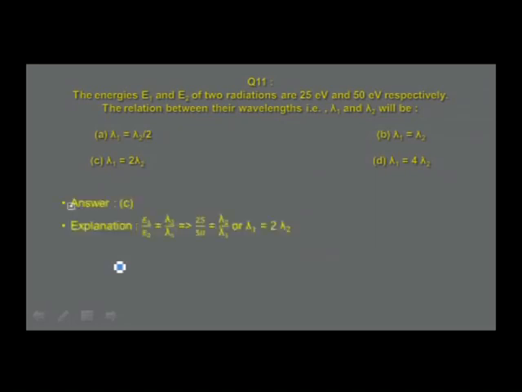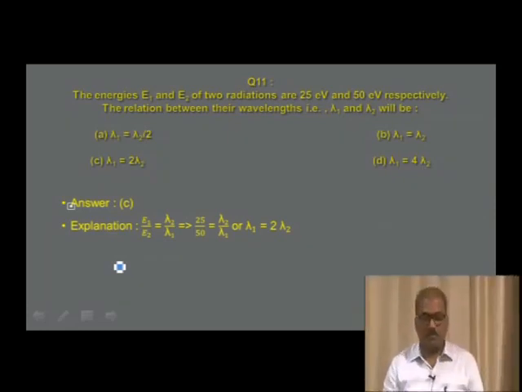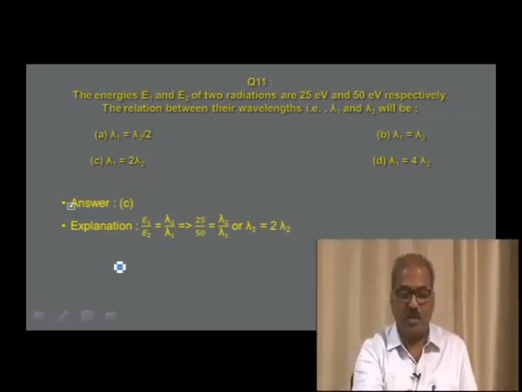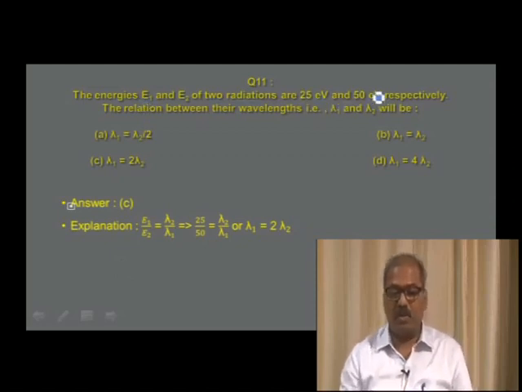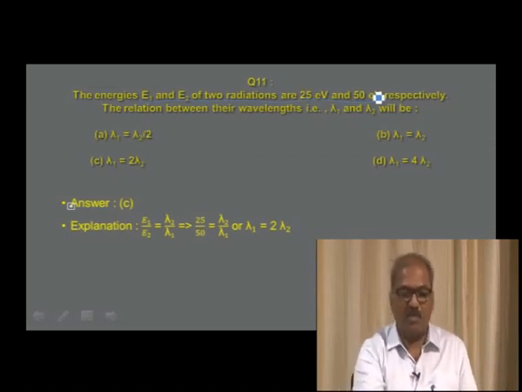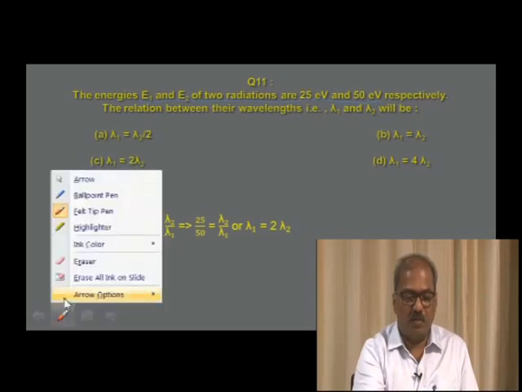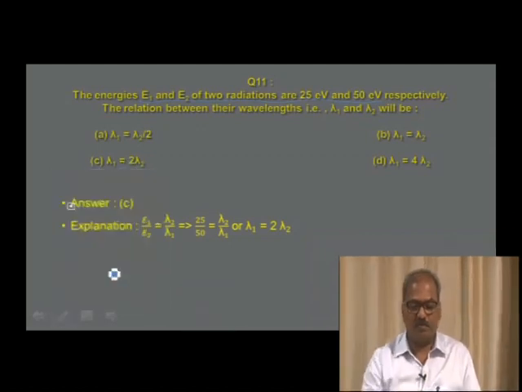The answer I have given: E1 by E2 is equal to lambda 2 by lambda 1, where E1 and E2 values are given as 25 electron volts and 50 electron volts. Substitute the values in this expression. 25 by 50 is equal to lambda 2 by lambda 1, or simplifying, you get lambda 1 is equal to 2 lambda 2. Therefore the answer is option C. So we go to the next question.